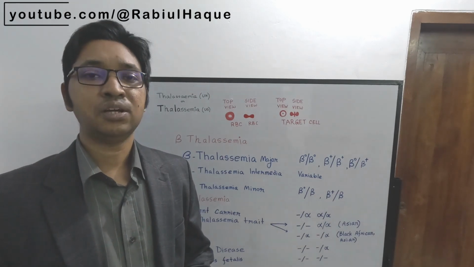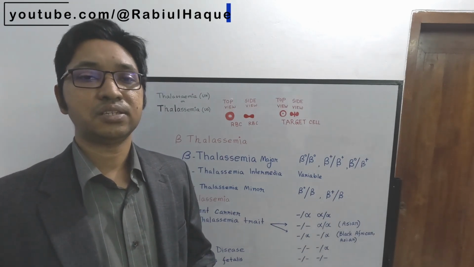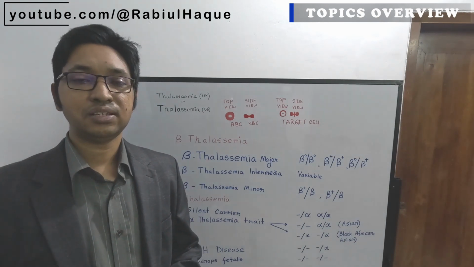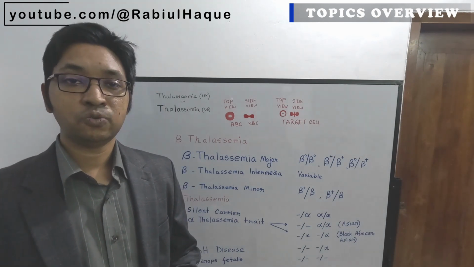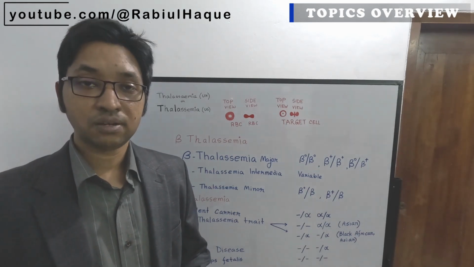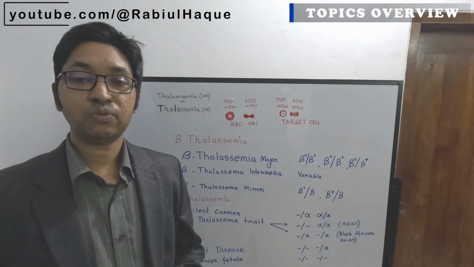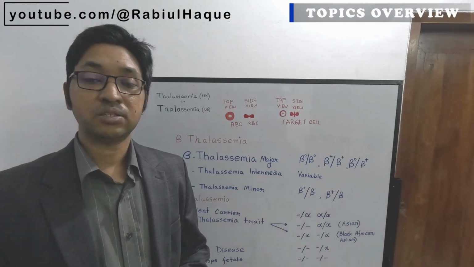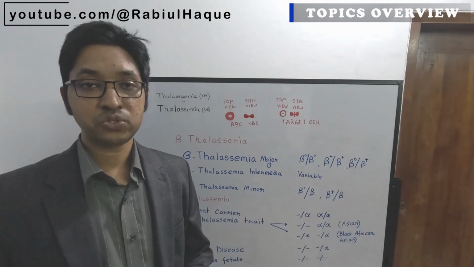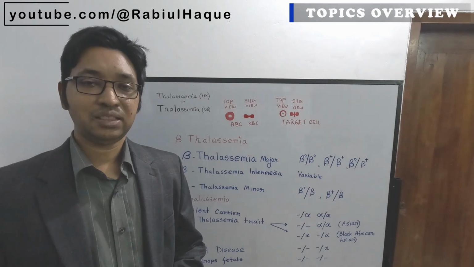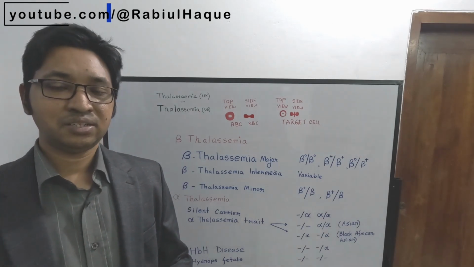Today's topic is on alpha thalassemia. This is the second lecture of our ongoing thalassemia lecture series. In this lecture, we will learn what we mean by alpha thalassemia and what the underlying genetic mechanism is. We will also talk about the classification, clinical features, lab diagnosis, and treatment of alpha thalassemia. A lot of topics, so let's begin.